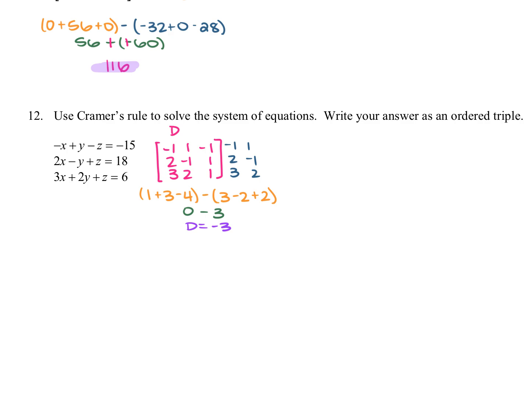You're going to then switch out your X column with your answers. So you're going to have negative 15, 18, 6 as your X column, 1, negative 1, 2 for your Y column, negative 1, 1, 1 for your Z column. Rewrite the first two columns.